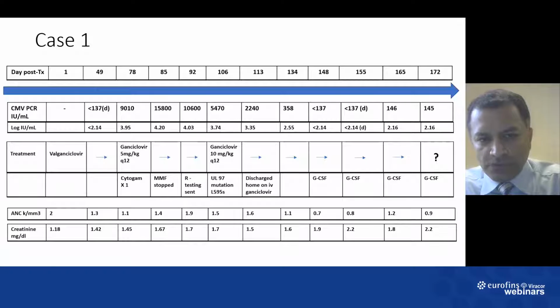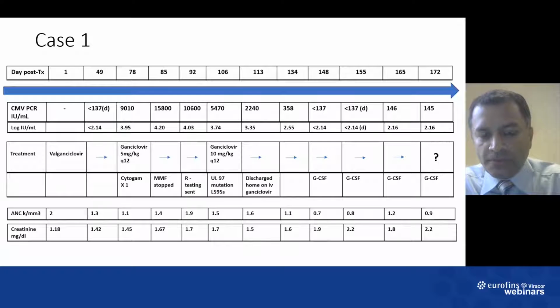Further down, in the 3rd month of his transplant, he develops CMV viremia, and at the bottom you see the log values. There's a significant increase in the CMV PCR along with the log values. Since he was considered possibly not tolerating the valganciclovir, he was admitted and started on ganciclovir. Along with that, he received 1 dose of Cytogam.